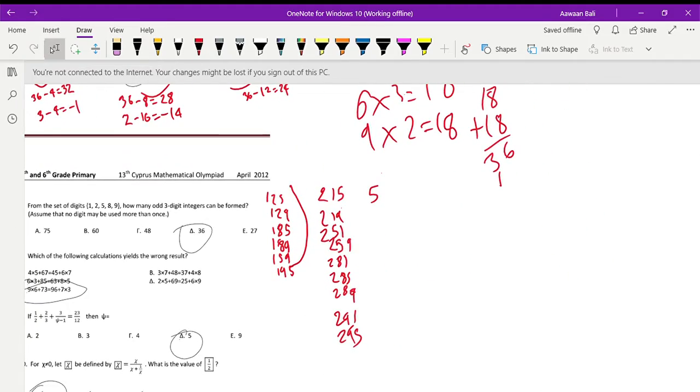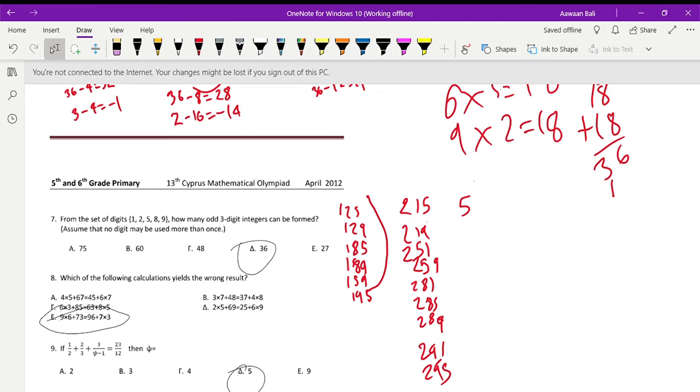Basically, since there are 3 odd numbers, we can find 6 sets for 1 odd number, so 6 times 3, 18. And here we have 9 numbers for an even number, so 9 times 2, 18. Add them together, you get 36. So the answer is delta.